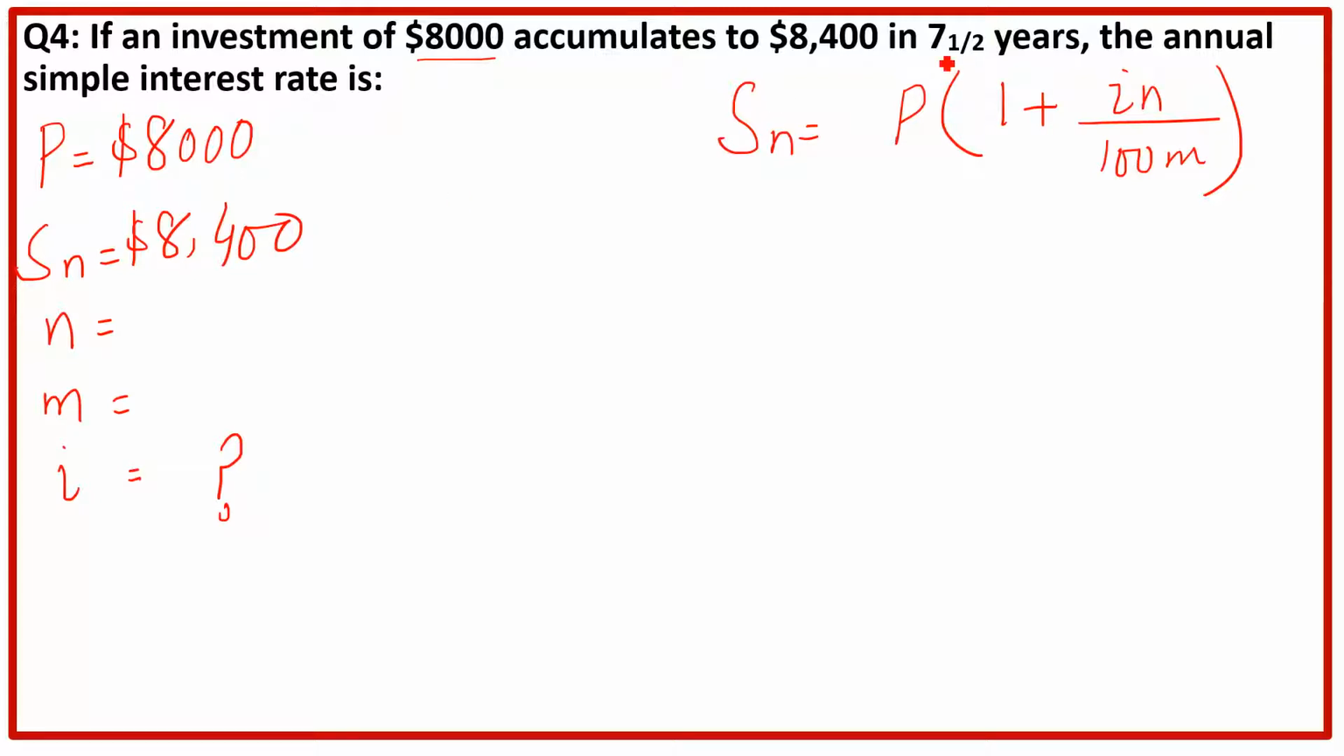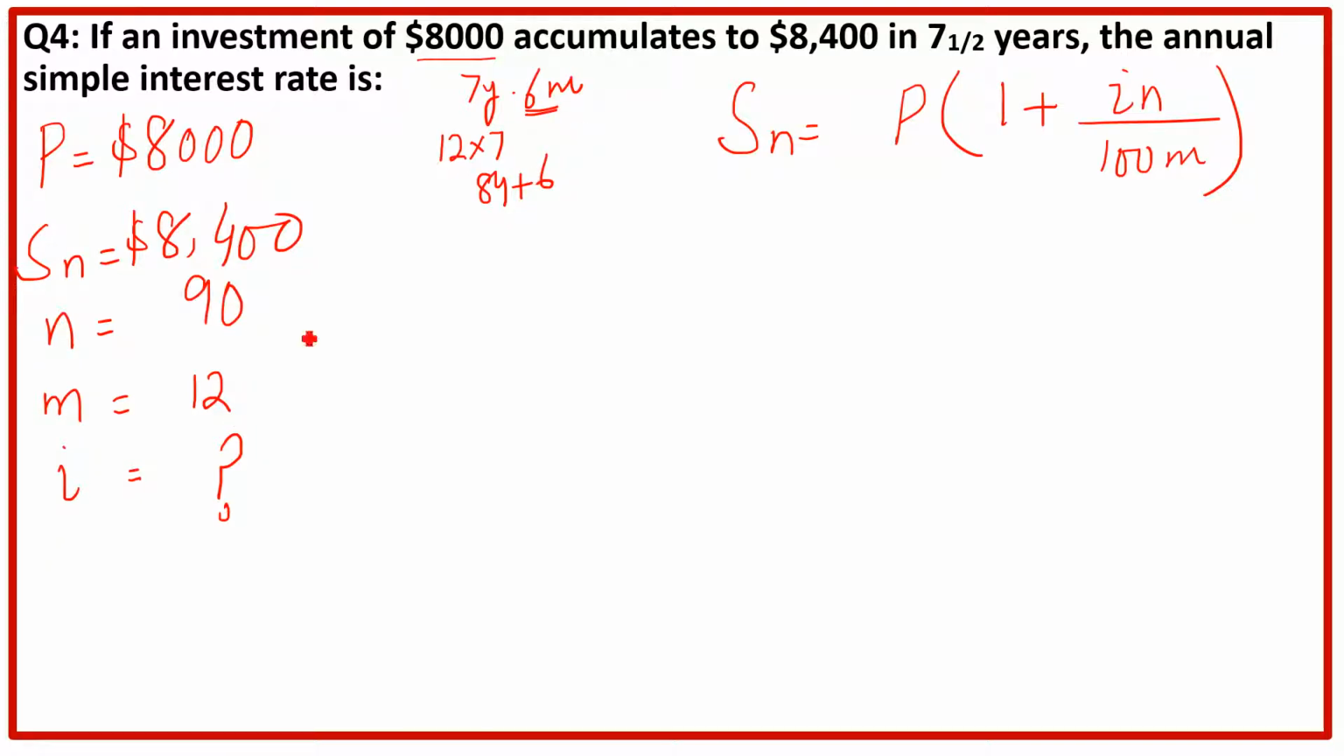Now see, it is 7.5 years, which means 7 years and 6 months. So we have months, which means we will consider m as 12. There are 12 months in a year. So 12 multiplied by 7, because there are 7 years, is 84, and then adding the 6 months, it will be 90.